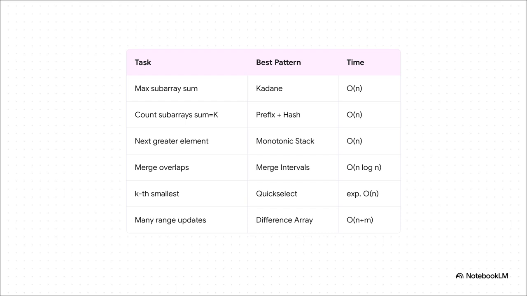You hear max subarray sum, you think Kadane's. You hear next greater element, you think monotonic stack. Kth smallest, that's quick select. Internalizing these connections will save you so much time and stress.